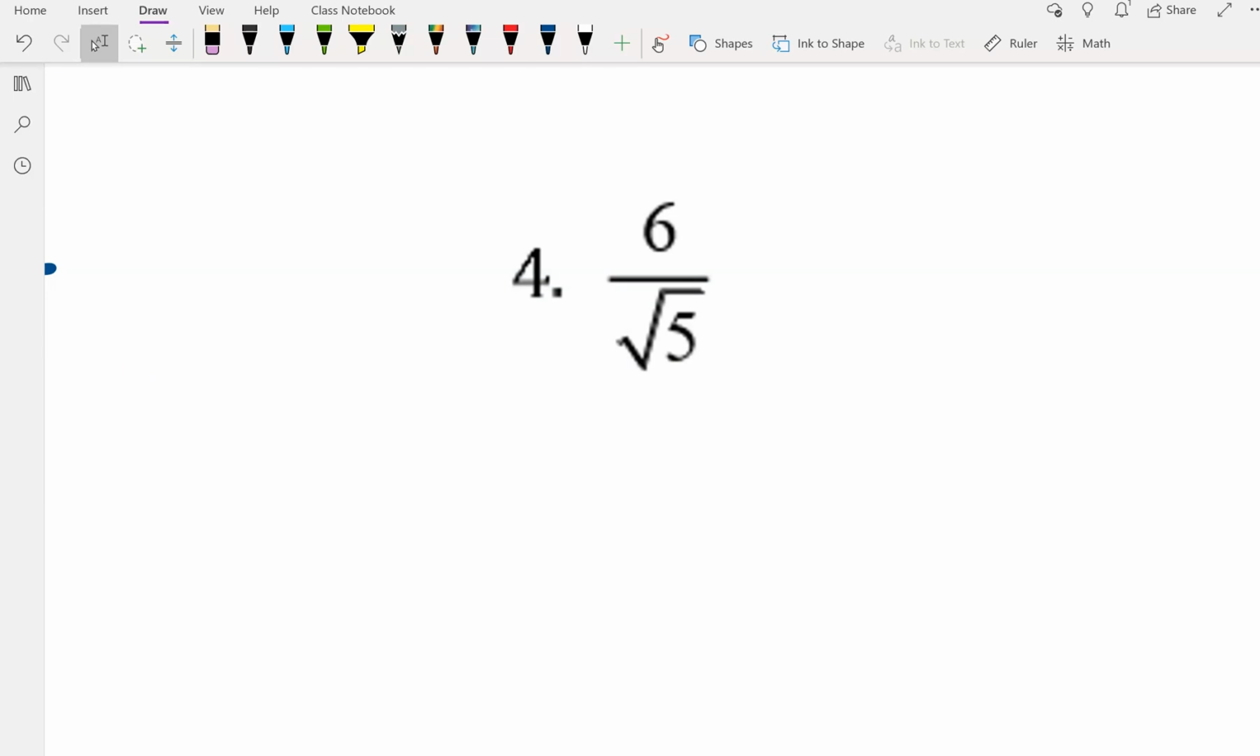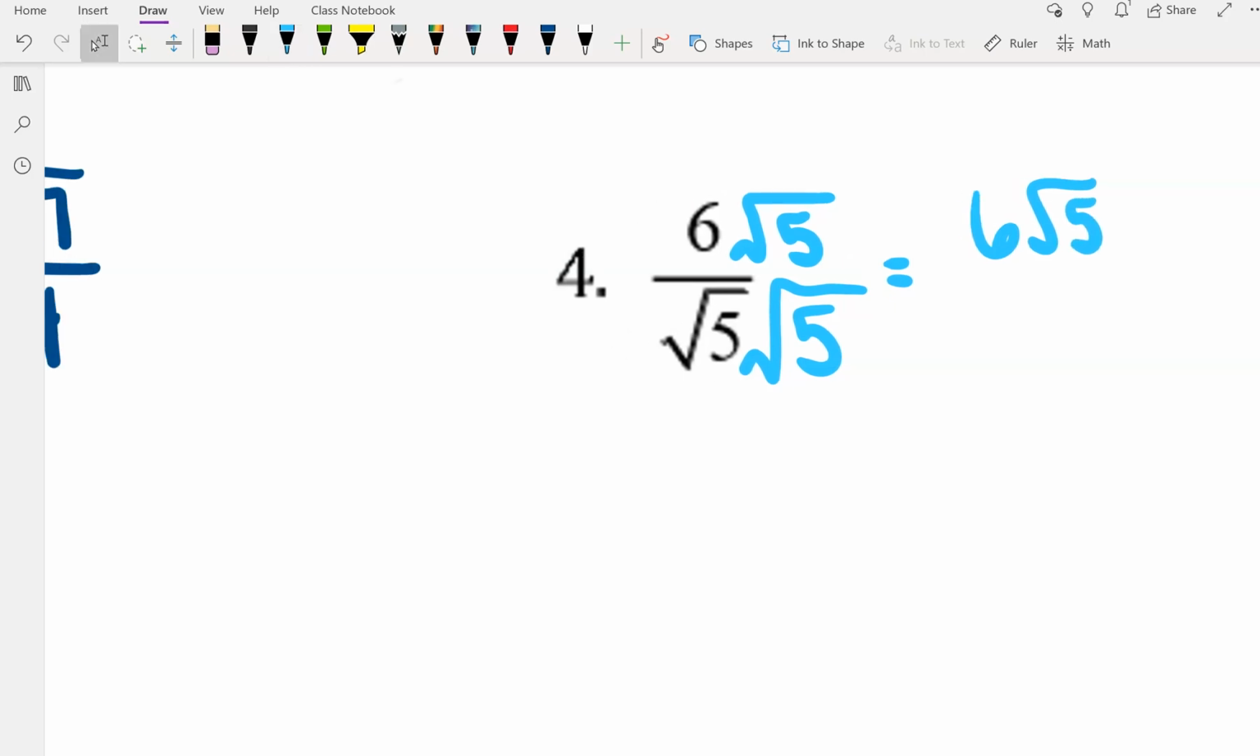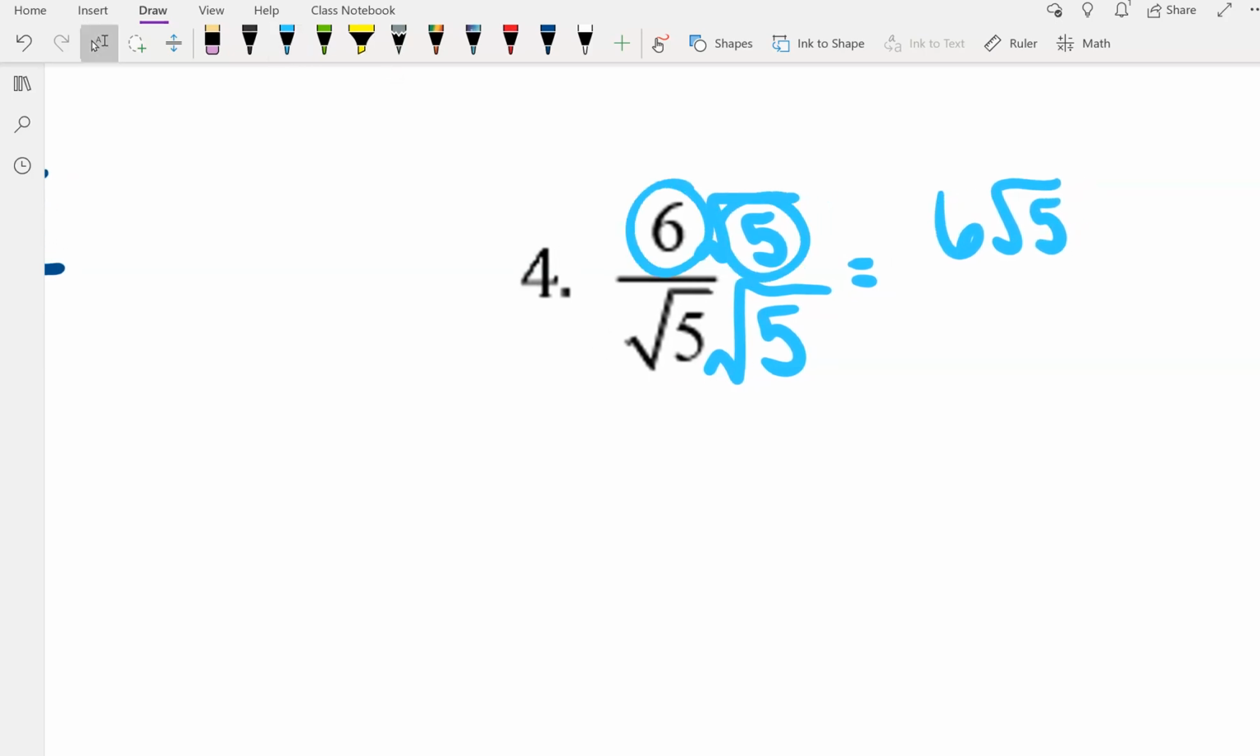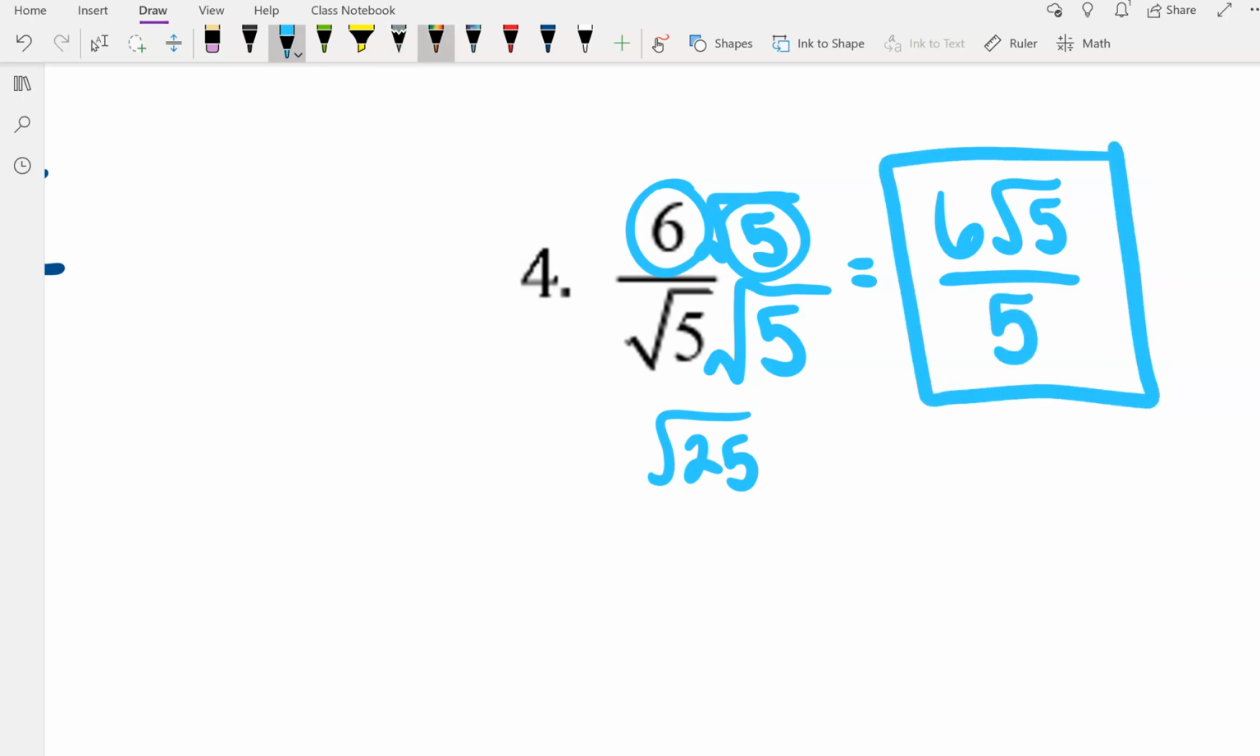On this one, I would try to break down 5 first, but 5 is prime, it doesn't break down. The one issue with this is I'm not allowed to have a radical on the denominator. To get rid of the radical on the bottom, I multiply top and bottom by itself. I end up with 6 root 5, because remember, this is outside of jail, this is inside of jail, they can't mix, so they stay separate. Root 5 times root 5 is root 25. Square root of 25 is just 5. That's our final answer. Please do not reduce the 5s. Root 5 is not the same as normal 5, so they cannot reduce.